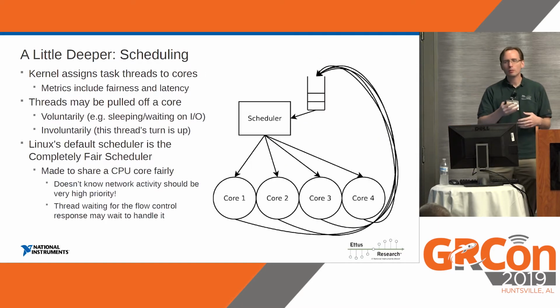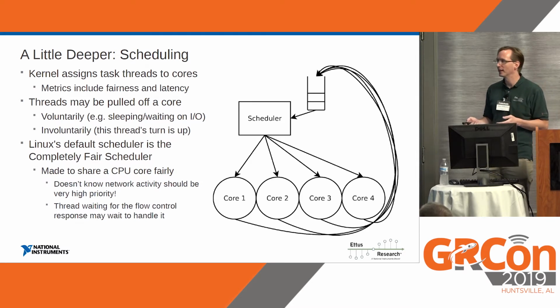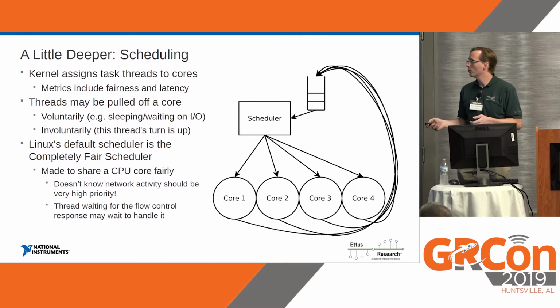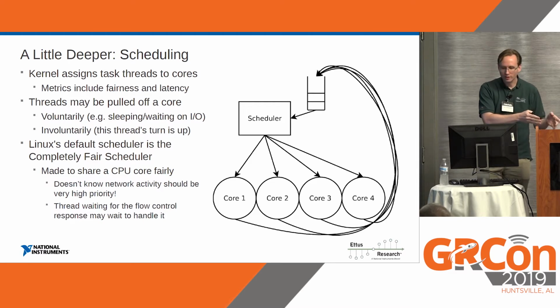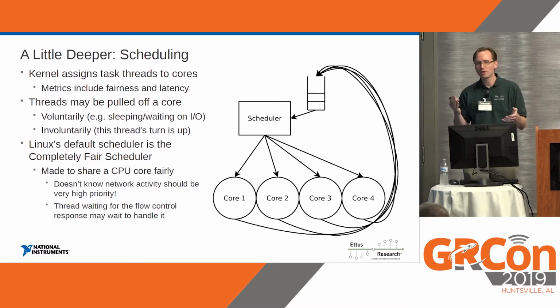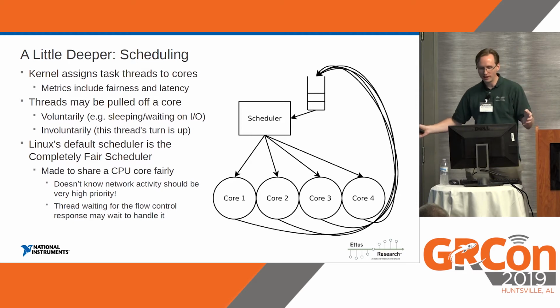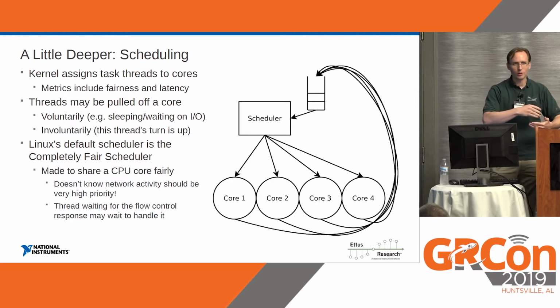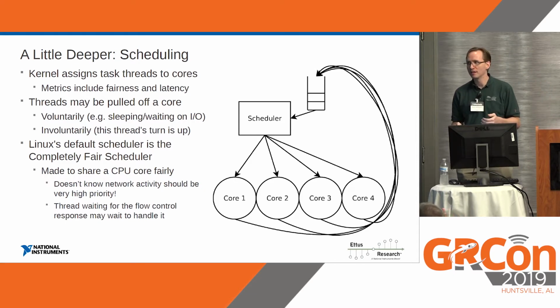So let's take a little bit of a deeper look at where all of this is coming from. What's happening with scheduling? For a scheduler, you have some set of tasks in a queue, and it's trying to decide what should I run on all of these cores that I've got. And there are various metrics for talking about how it performs. There's fairness, which is how equally am I sharing it, and then latency to get to the end of your task. And threads can be pulled off a core in various ways.